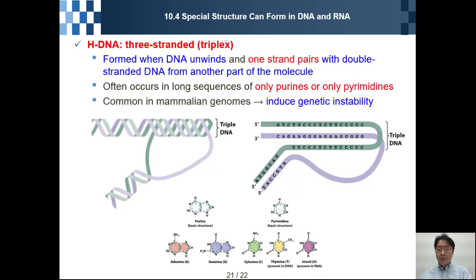In this slide, I will explain another special structure which can be seen in DNA. The structure is H-DNA. H-DNA is three-stranded. Usually DNA is double-stranded like this, but sometimes H-DNA happens. So in this region, it's three-stranded. We call it a triplex or triple DNA. Usually H-DNA is formed when DNA unwinds and one strand is paired with double-stranded DNA from another part of the molecule. So this is H-DNA, triple DNA.